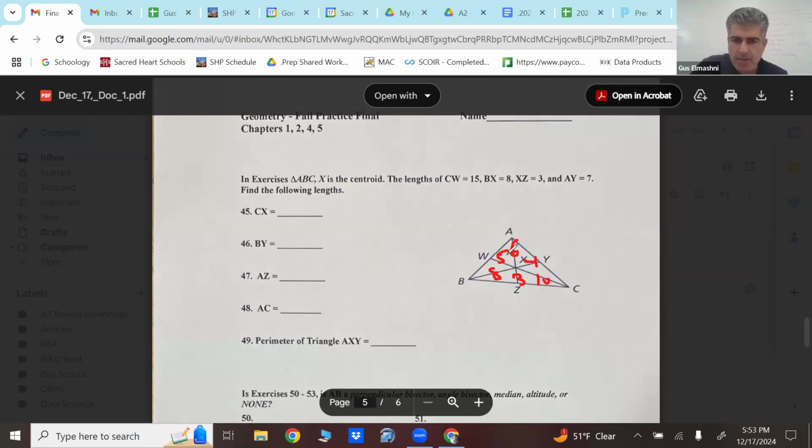So CX is 10. BY is 12. AZ is 9. And then if that's 6 and 4, and AY is 7. And it's cut in half because that's the whole point of the centroid. You form all these medians. So AC is 14. The perimeter of triangle AXY, this little one here, is 17 if you add them up: 6, 4, and 7.